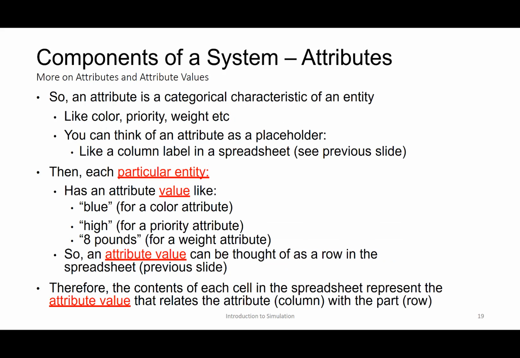Continuing with the attributes, an attribute is like a categorical characteristic of an entity. So color, priority, or weight. It has to be categorical, it cannot be continuous. You can think of an attribute as a placeholder, like a column label on a spreadsheet. Then each particular entity has an attribute value like blue or high or 8 pounds, something about that entity. So an attribute value can be thought of as the row in the spreadsheet. Therefore, the contents of each cell in the spreadsheet represent the attribute value that relates to the attribute with the part.